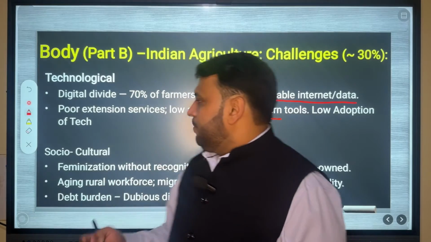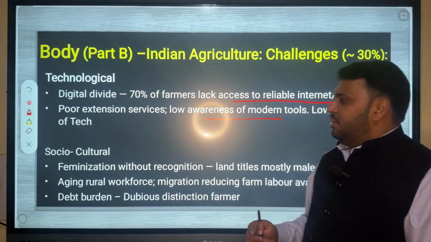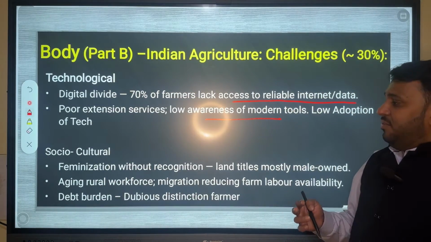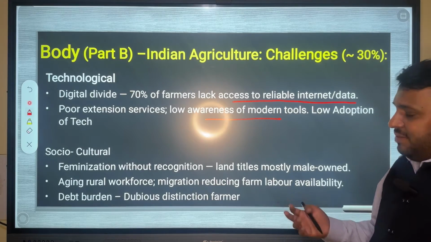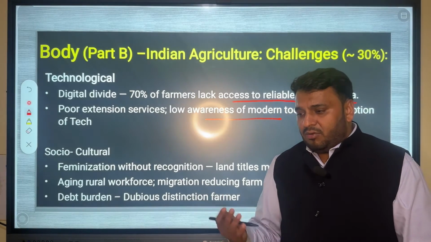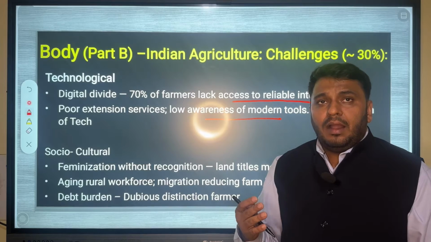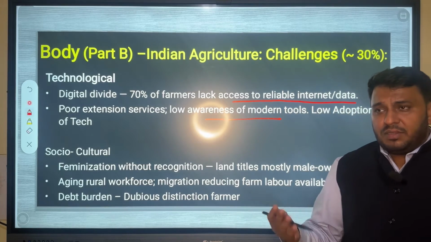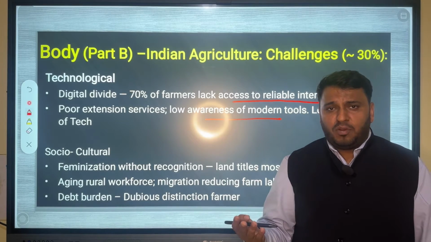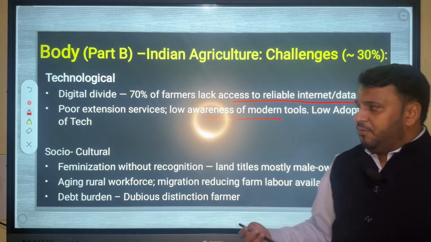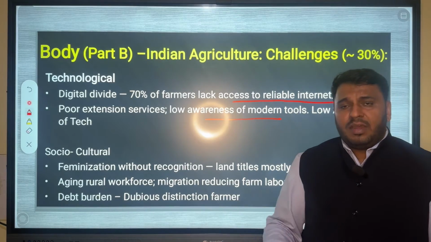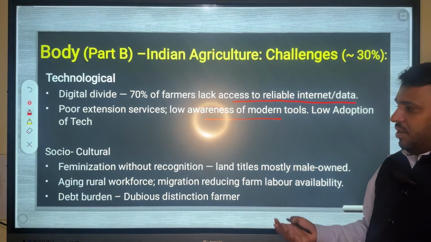Okay, moving to the socio-cultural dimension. Feminization without recognition. That means, as I told, male counterparts are migrating to other cities for better job prospects, leaving behind the women folk, but they do not have much say. They do not have much recognition.